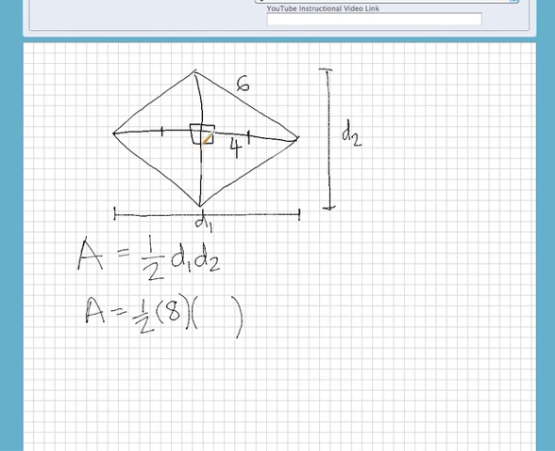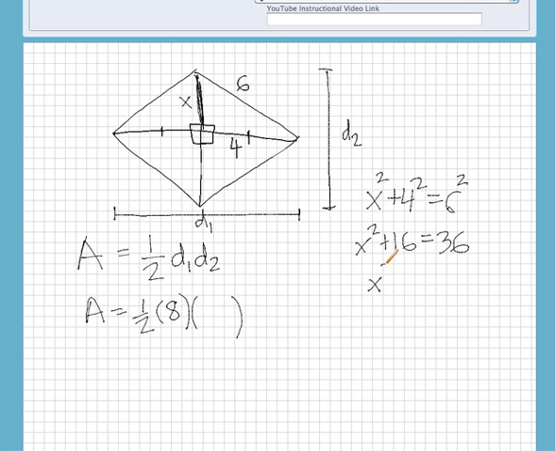In order to find this diagonal 2 here, we've got to find this distance. And once we find that distance, we can just double it, and that'll give us diagonal 2. In any rhombus, the diagonals meet at a right angle, so we have a right triangle here. The hypotenuse is 6, one of the legs is 4, and we'll call this x. So we set up our Pythagorean theorem here on the side: x squared plus 4 squared equals 6 squared. So we get x squared plus 16 equals 36.